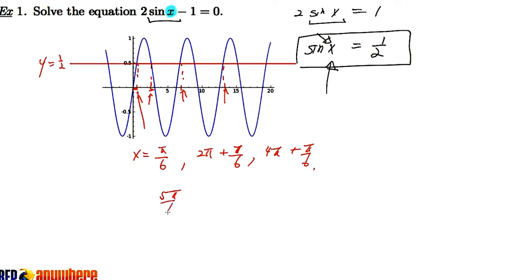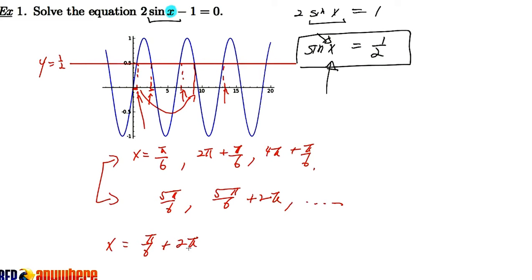Now this one here is pi minus pi over 6, which is 5 pi over 6. And the one after that, right here, is again exactly 2 pi away, so that's going to be 5 pi over 6 plus 2 pi. So you can see that the pattern will continue this way.